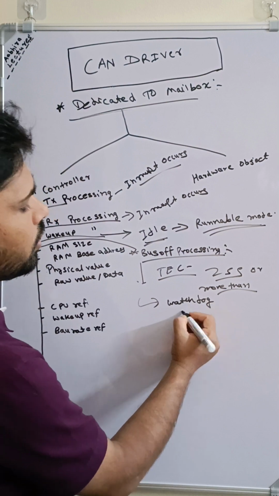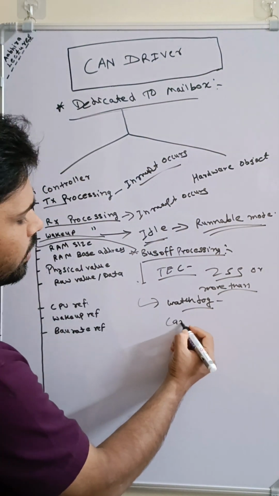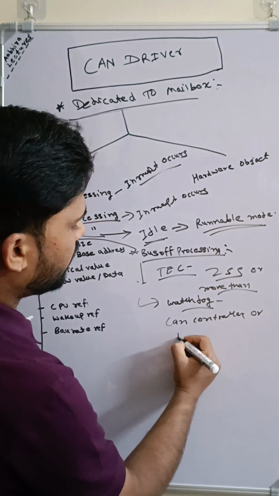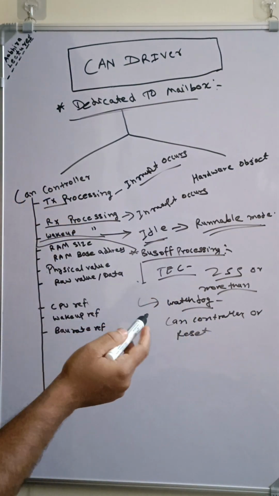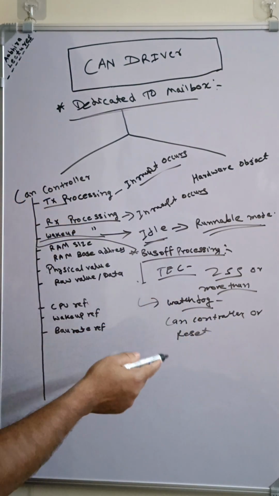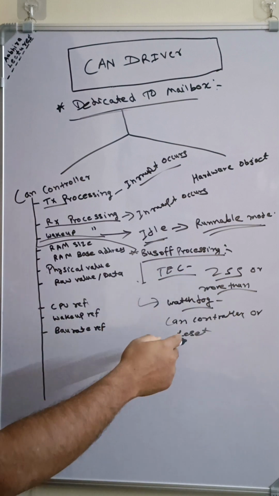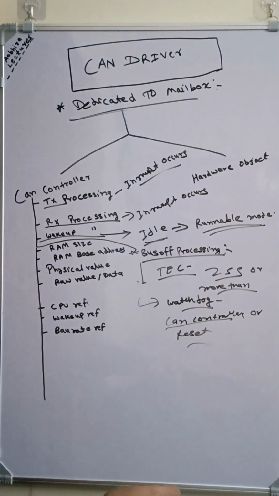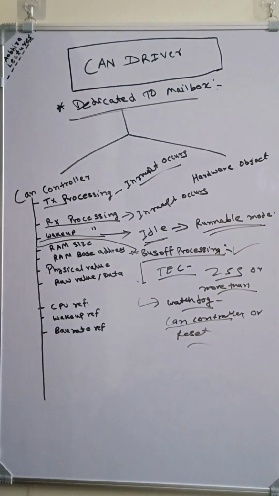The watchdog will be called to initialize the CAN controller, or reset it. So when the transmit error counter reaches 255 or more, the watchdog will call to initialize or reset the CAN controller. That is known as the bus of processing. I hope till now it's clear.